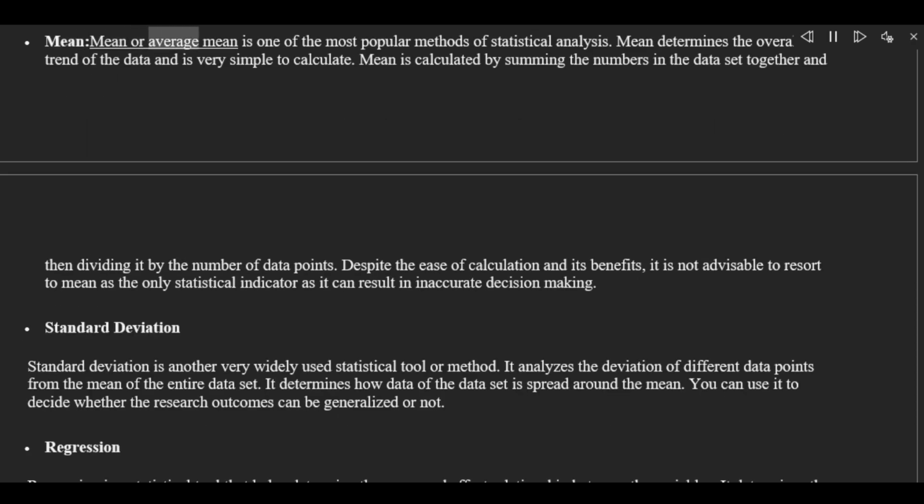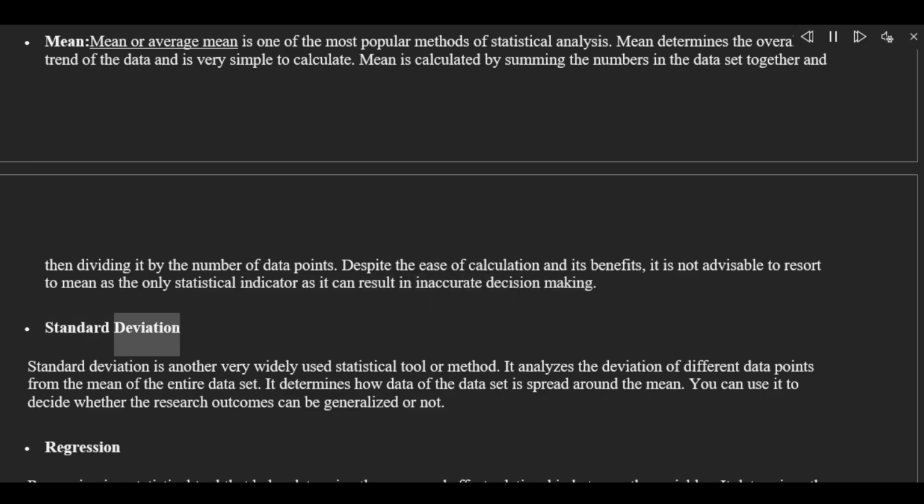Mean or average. Mean is one of the most popular methods of statistical analysis. Mean determines the overall trend of the data and is very simple to calculate. Mean is calculated by summing the numbers in the data set together and then dividing it by the number of data points. Despite the ease of calculation and its benefits, it is not advisable to resort to mean as the only statistical indicator, as it can result in inaccurate decision-making.